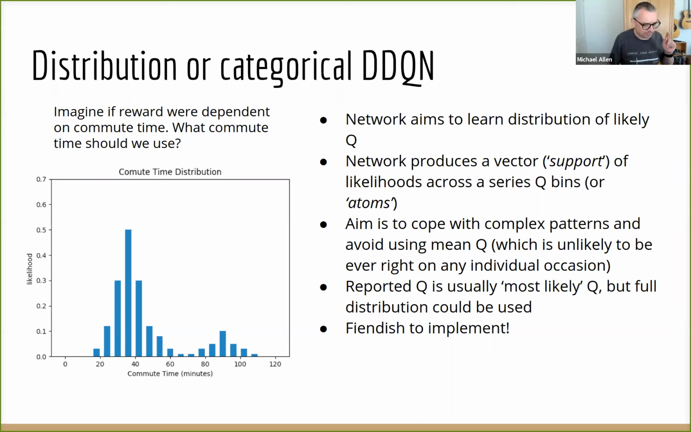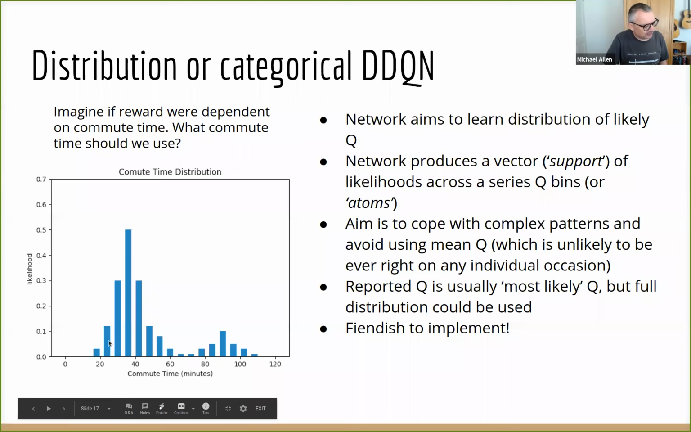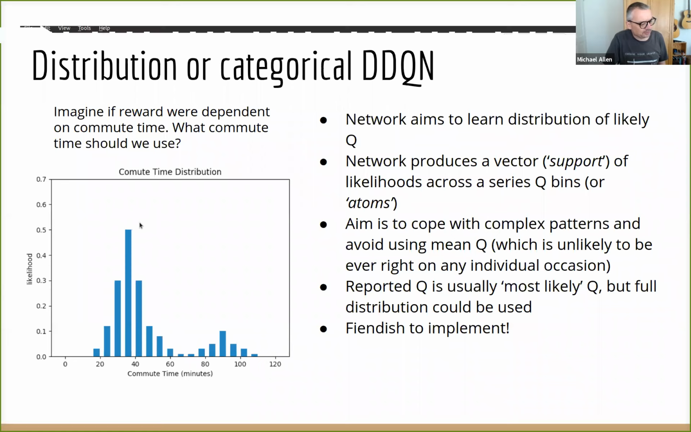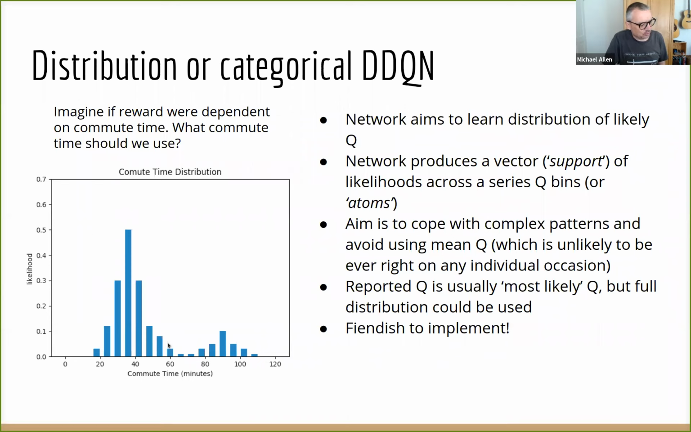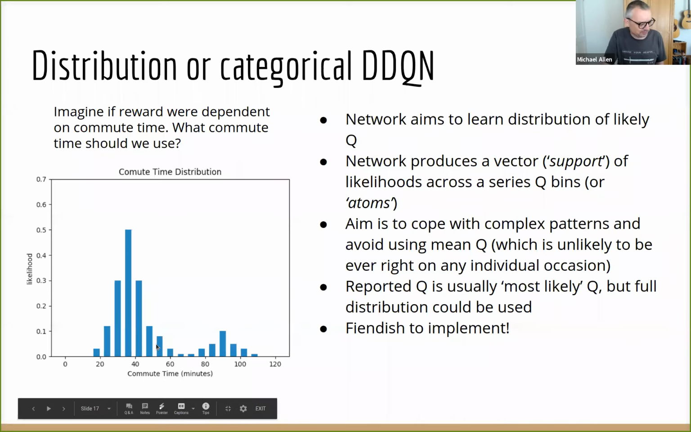The principle is, if we look on the left here, this is the time that it might take to go to work. I don't know, this is just stolen off somewhere. And so this is a bimodal distribution. Imagine we're trying to define the value, a reward function that depends on this time. If we take an average, we're going to be wrong all the time, because the average is close to the dip between the two peaks.